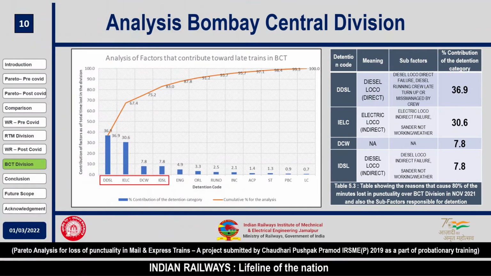In the Bombay Central Division, 80% of the delay is caused due to reasons like diesel loco direct failure, diesel running crew late turn up or mismanagement by the crew, electric loco indirect failure, or the sander not working. These are the major reasons. Diesel loco indirect failure is one of the reasons that contributes to 7.8% of the delay in the Bombay Central Division of the Western Railway.